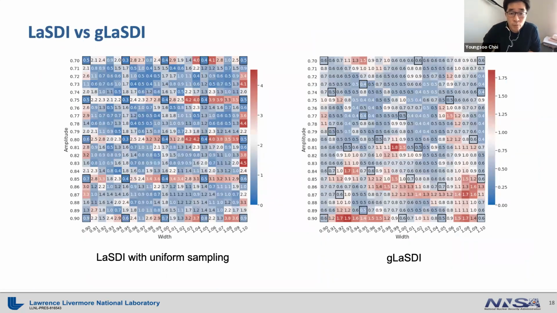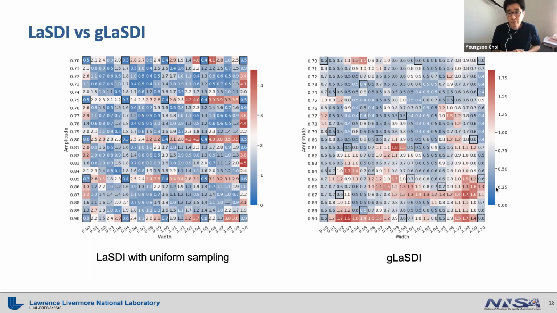All right, here LaSDI with the uniform sampling and the greedy LaSDI are applied to simple 1D Burgers problems. Both of them take 25 training points: 1, 2, 3, up to 25, and here the G-LaSDI takes the 25 points in a non-uniform way, following the greedy procedure. As you can see, the uniform sampling LaSDI gets a maximum relative error of 4.5% around here, while the greedy LaSDI achieves a maximum relative error of 1.9% around here.